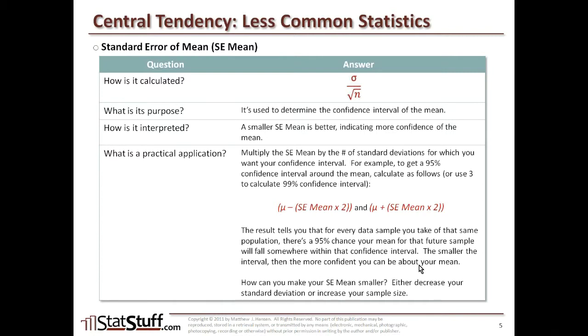Now, the smaller the interval, the more confident you can be about your mean, and the more precise it is. Now, how can you make your SE mean smaller, and thereby make it better? Well, you can do it two ways: either by decreasing your standard deviation, as shown in the calculation here, or by increasing your overall sample size. In either case, it's going to make your SE mean smaller, which would make your confidence interval smaller and more precise about understanding where your mean would fall in the total population.